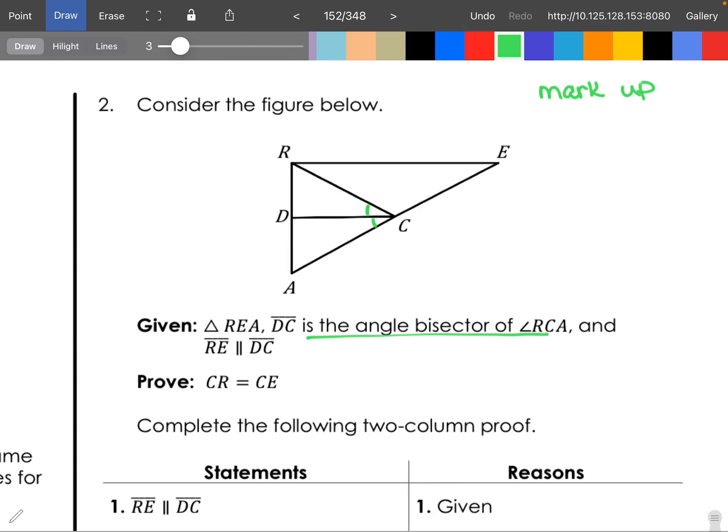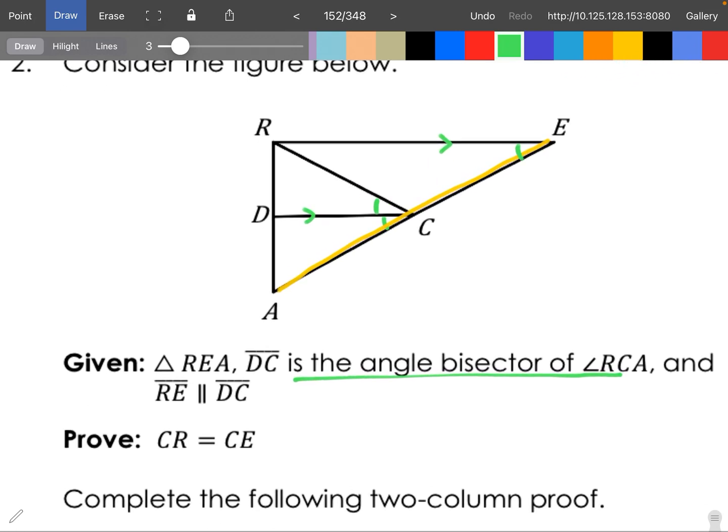Then it's telling me that RE is parallel to DC. So parallel lines, do I have a transversal there? Yeah, I have a transversal here. If I have a transversal there, does it give me any alternate interior angles? No, but it does give me a corresponding angle. Look what I mean by that. This angle right here, I'm going to put it in blue, corresponds to this angle right here.